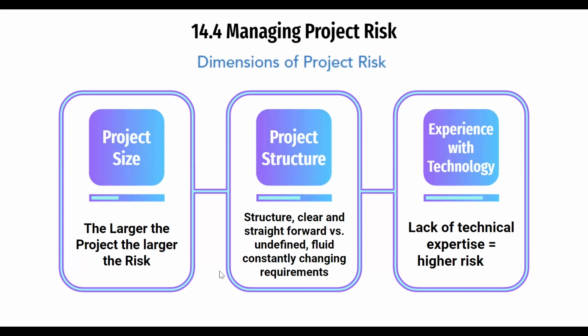Next is the project structure. So in project structure, why does this belong to the project risk? So project structure is yung how clear and how straightforward yung system. So if the project structure is clear and straightforward, and the users know exactly what they want and what the system should do, there is almost no possibility of the users changing their minds.